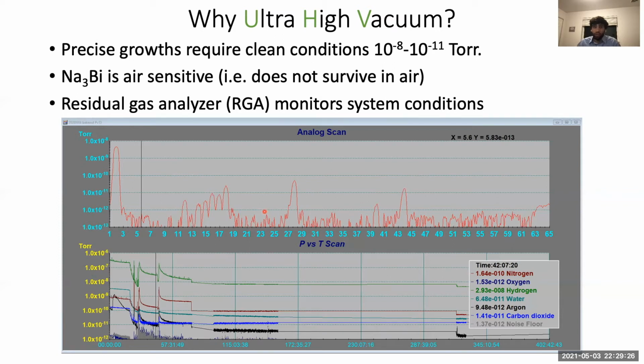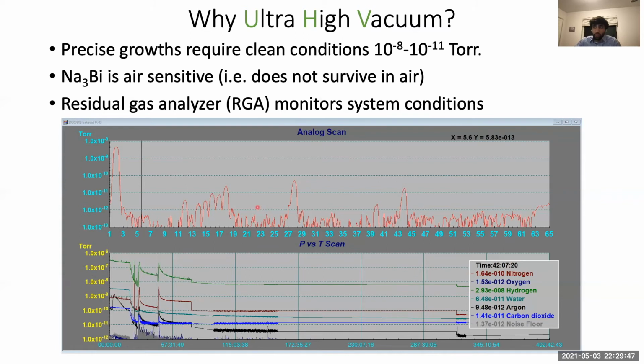And to monitor our ultra-high vacuum system, we use something that's called a residual gas analyzer, which gives us real-time feedback of the gases present within our system. This information is useful for when a growth goes bad and when we're trying to diagnose what might have gone wrong.